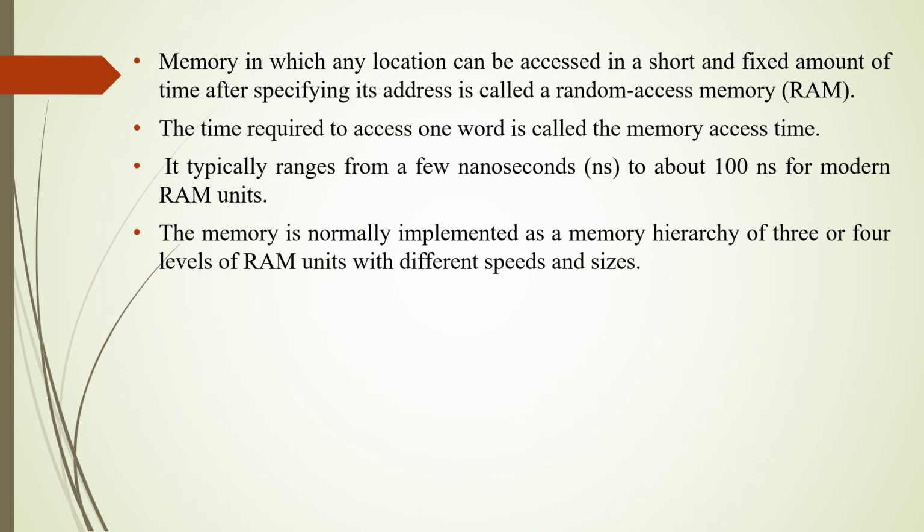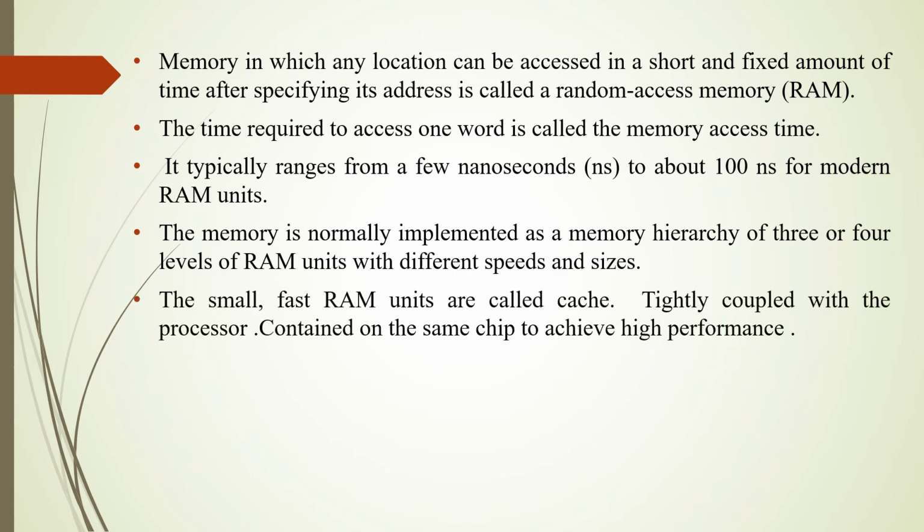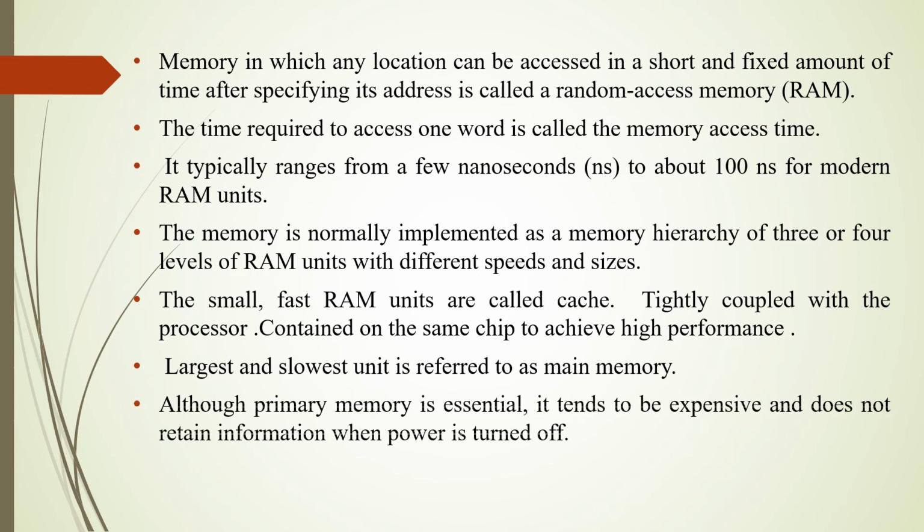The memory is normally implemented as a memory hierarchy of 3 or 4 levels of RAM units with different speeds and sizes. The small, fast RAM units are called cache memories, which are tightly coupled with the processor and contained on the same chip to achieve high performance. The largest and slowest units of memory are referred to as main memory.